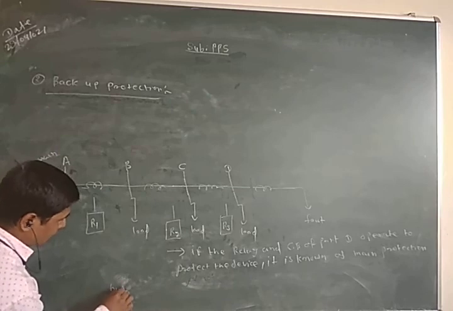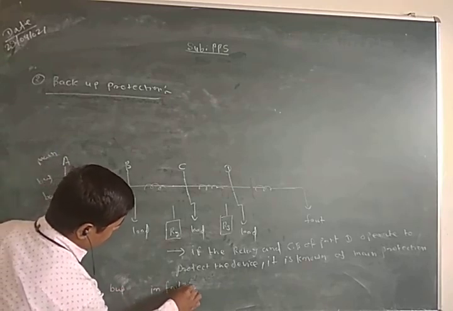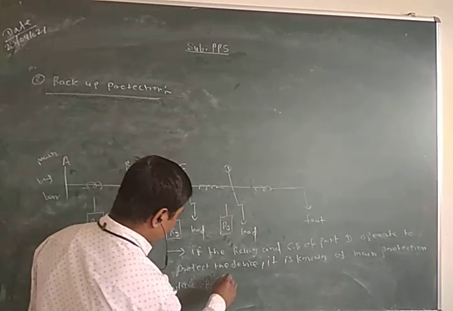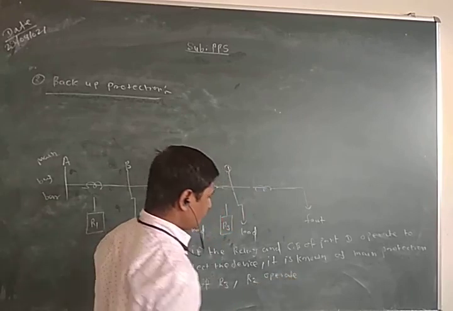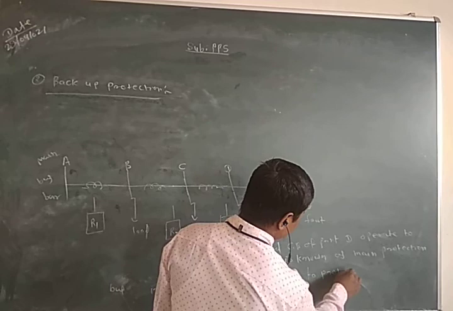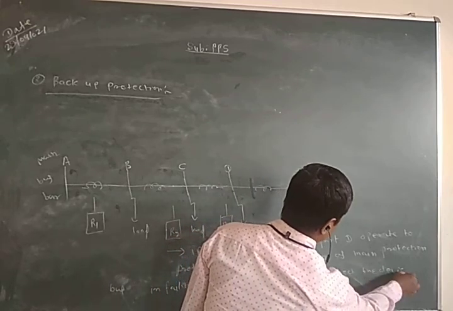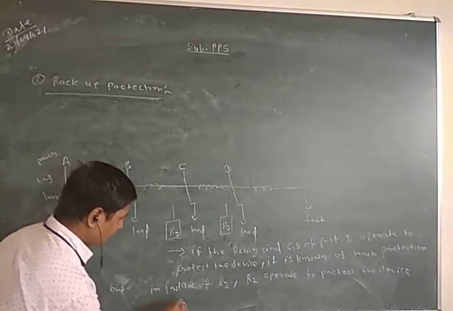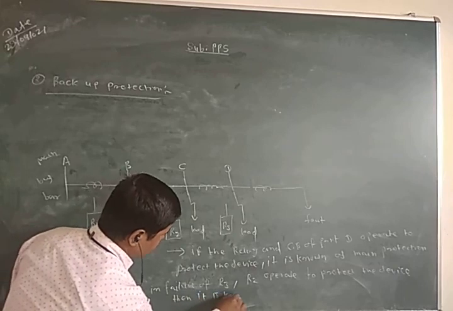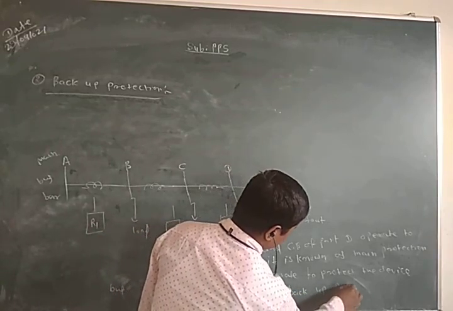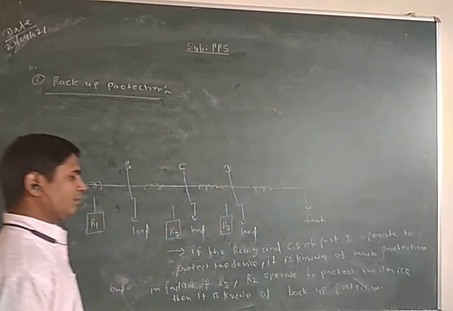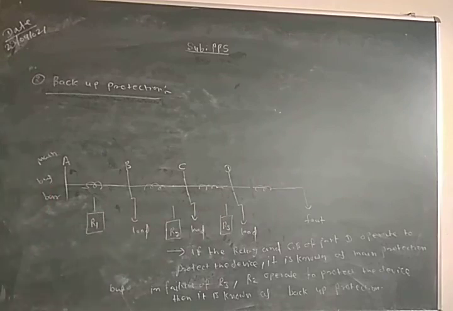But in failure of R3, if R2 operates to protect the device, then it is known as backup protection for part D. This is the concept of main protection and backup protection. So thank you for today's class.